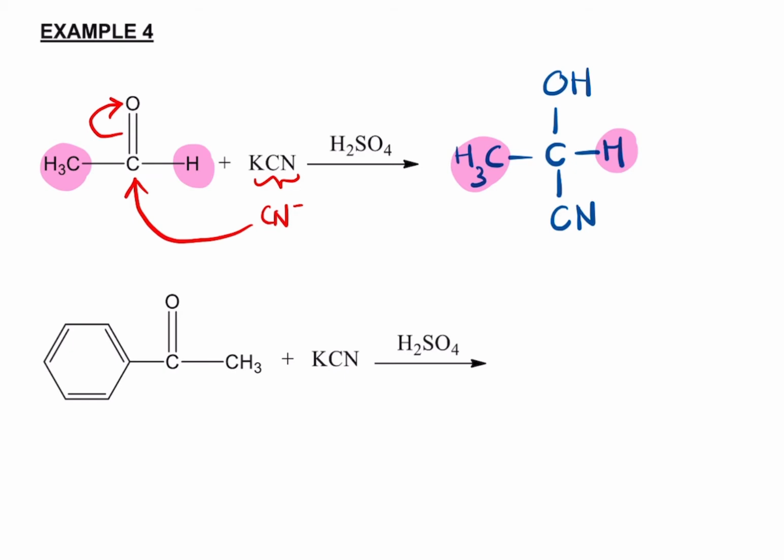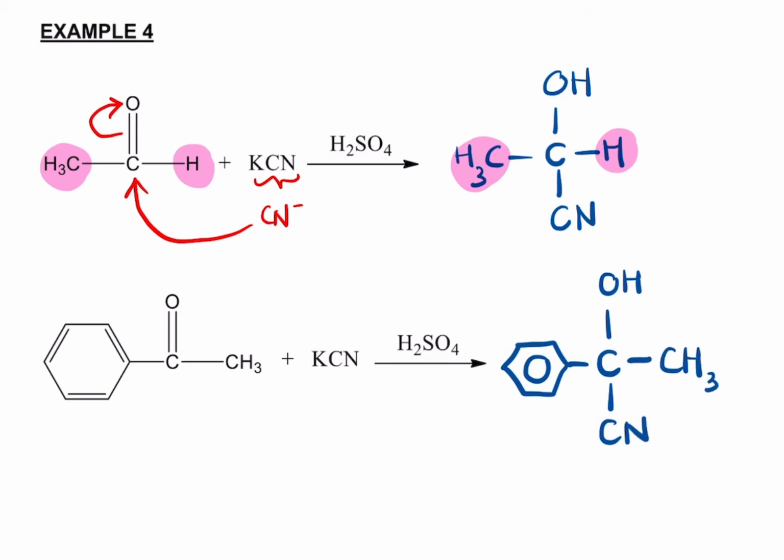Now we go to the second example 4. I have here my ketone, and I use the same reagent. So what will happen? These 2 alkyl groups are going to stay as they are, but the bond will be broken here, and you will form cyanohydrin with carbon attached to OH, and then attached to your benzene ring, and attached to CN, and the last one bonded to CH3.